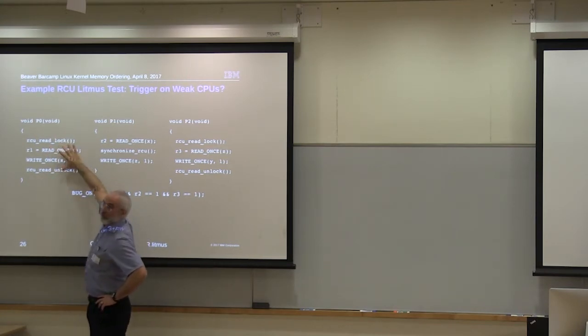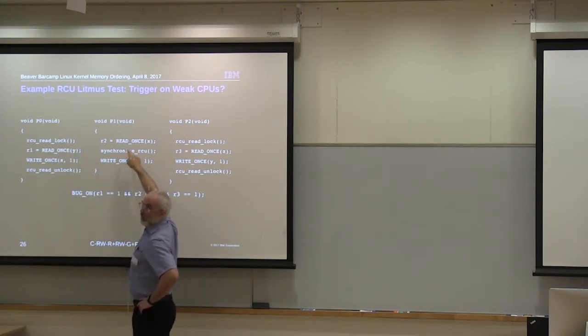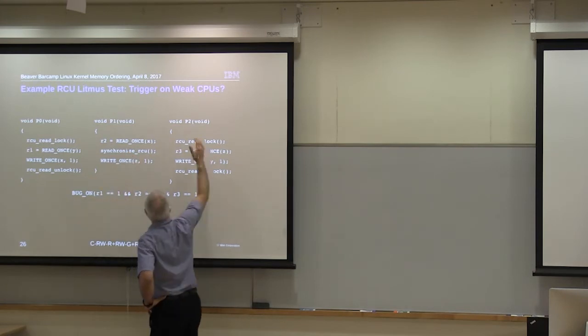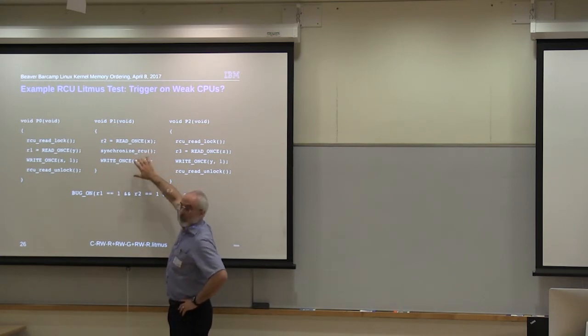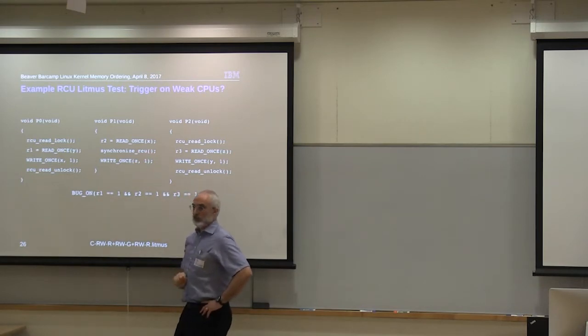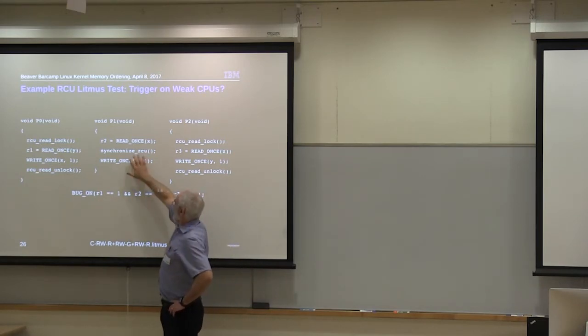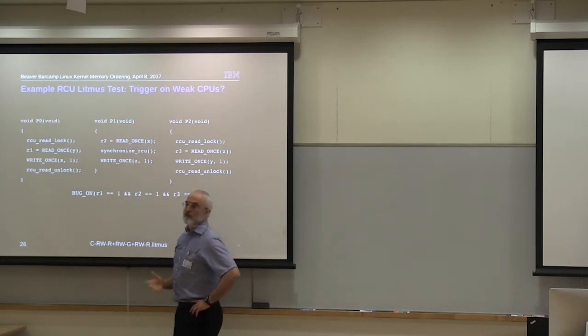If this read-side critical section has already started, if it's in progress when this thing starts, it'll wait for it to finish. On the other hand, here's another read-side critical section. Suppose this one starts a little bit later. I mean, it starts before synchronize_rcu returns, but after it starts. Well, as long as it starts afterwards, it's not obliged to wait on it. So synchronize_rcu only has to wait for things that started before. Right?